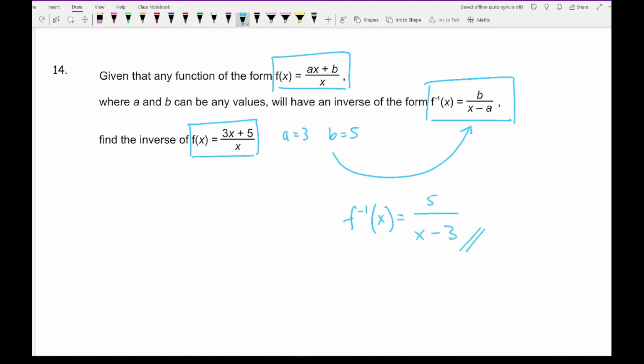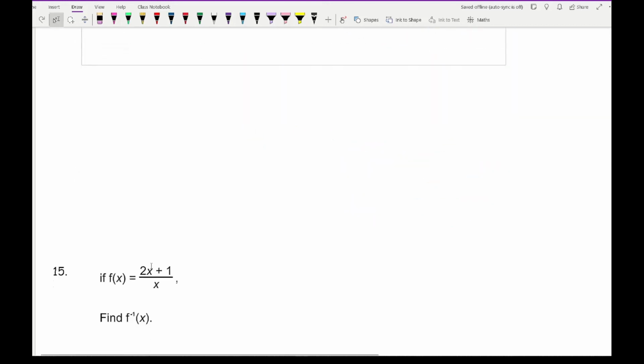Now this question would generally be worth about 1 or 2 marks, whereas if you were not given any of this information, just going straight from working out the inverse function of f of x when it equals 3x plus 5 over x, it would be worth considering more marks.